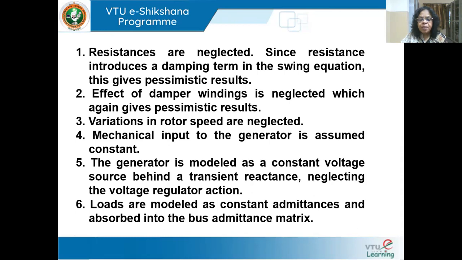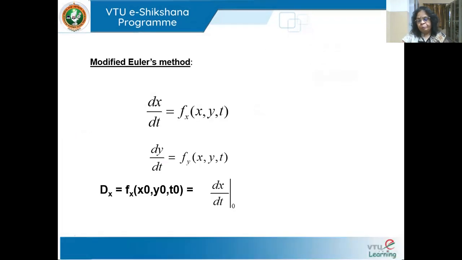For simplicity, the loads are modeled as constant admittances. The P and Q are converted into the corresponding R and X based on the initial voltages. What is the advantage of this? If I consider it as a constant admittance, I can make it a part of the bus admittance matrix. Clear? So these are some of the modeling aspects of solving swing equations.